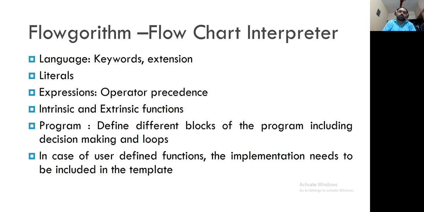To create a Julia language template, we needed a template file. The template file has these sections. It has a language section where keywords and extensions are defined. Then it has a literals section and an expressions section where operator precedence is defined. Then intrinsic and extrinsic functions, then program features like defining different blocks of the program, including decision making and loops. In the case of user defined functions, the implementation needs to be included in the template.